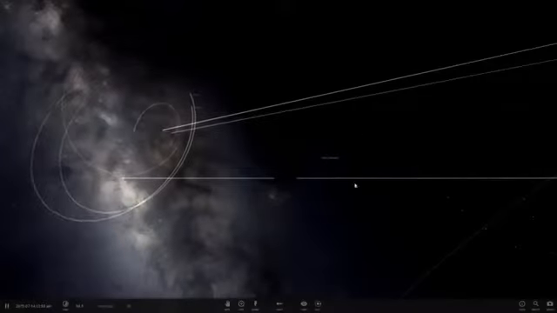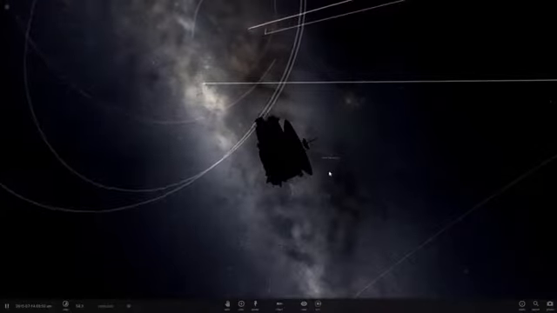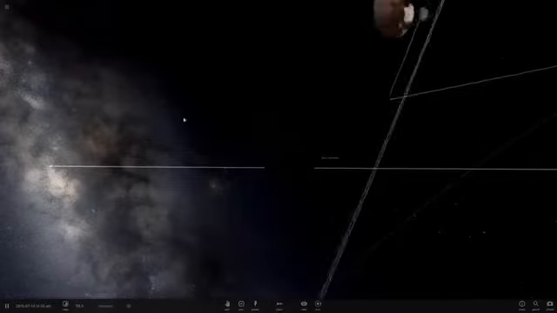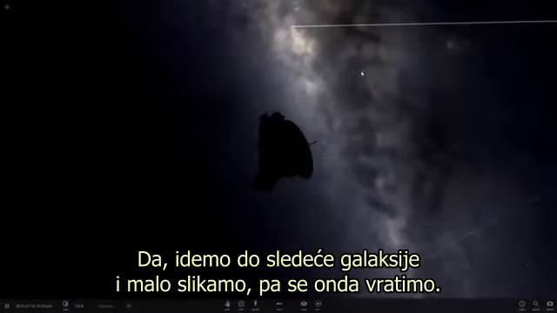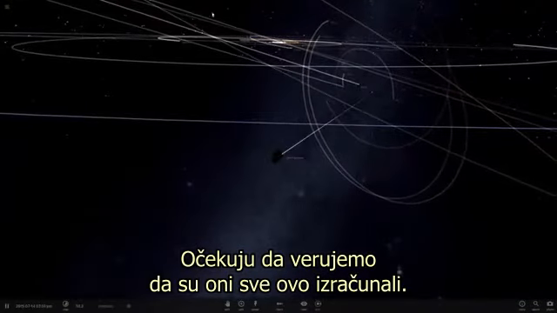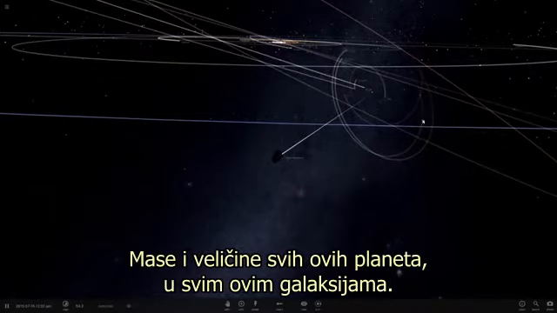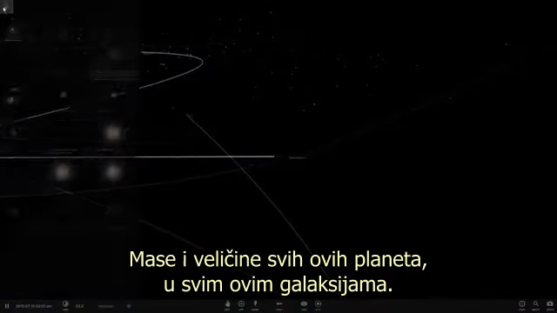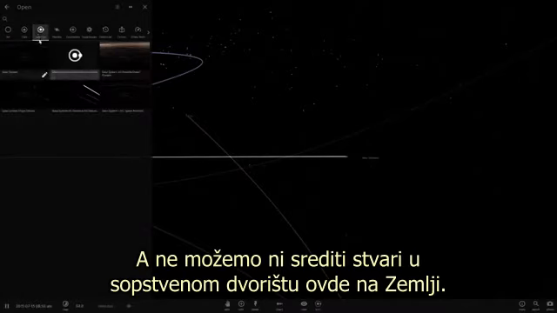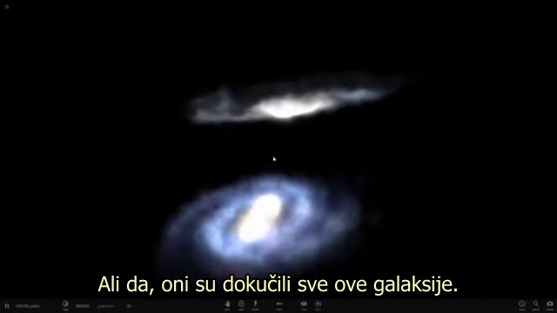Okay, so we've got satellites just flying around space as you do. Going by planets, taking pictures, taking selfies, past Pluto. Yeah, let's go to the next galaxy, take some pictures, come back. So they expect us to believe that they have all of this planned, like all the orbits, everything figured out. The masses and sizes of all these planets and all these galaxies. And we can't even fix our own backyard here on Earth. But yet they've got all of these galaxies figured out.